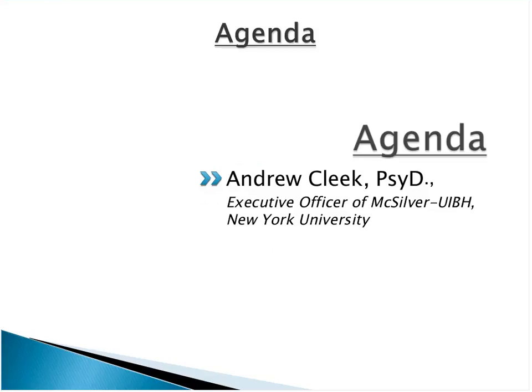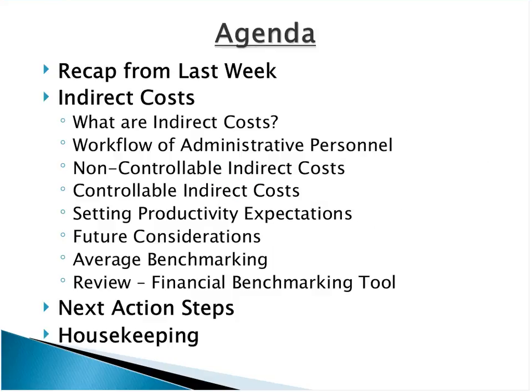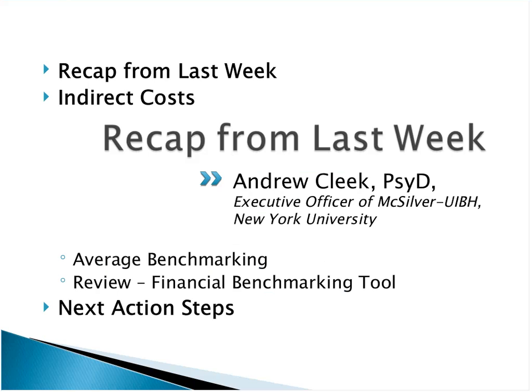So today we are going to recap a little bit from last week. And then Dewey's going to go into a lot of detail about indirect costs, what they are, some conversation about workflow for administrative personnel, non-controllable indirect costs, some of the controllable indirect costs, how to set productivity expectations, some future considerations, and benchmarking and those kinds of things. I'm going to come back on and talk a little bit about action steps going forward, and then we'll wrap some things up at the end and then wrap up the webinar by 1 o'clock today.